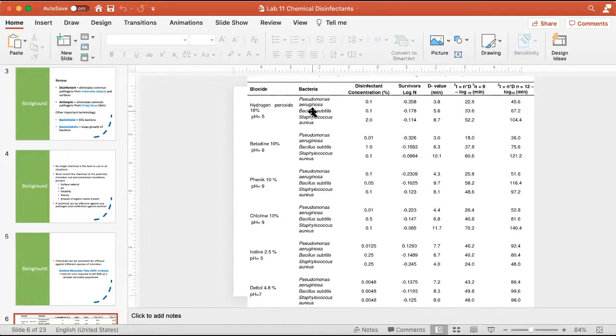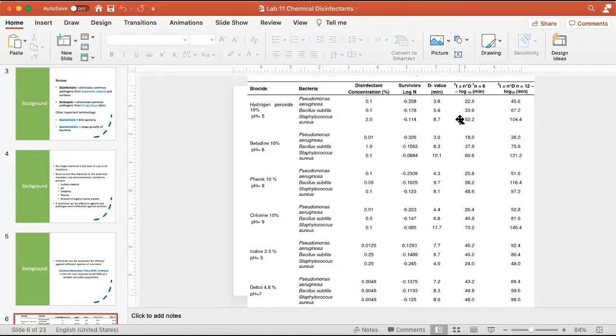So remember, they've tested these 3 different organisms, the Pseudomonas, this Bacillus, and a Staphylococcus, at the manufacturer's recommended concentration. Look at the D value. If you're fighting against Pseudomonas aeruginosa, for hydrogen peroxide, it's 3.8 minutes. So you would have to, let's say, spray your kitchen counter with hydrogen peroxide and let it sit for 3.8 minutes in order to reduce the number of Pseudomonas cells, if they're there, by 90%. And it only goes up from there.